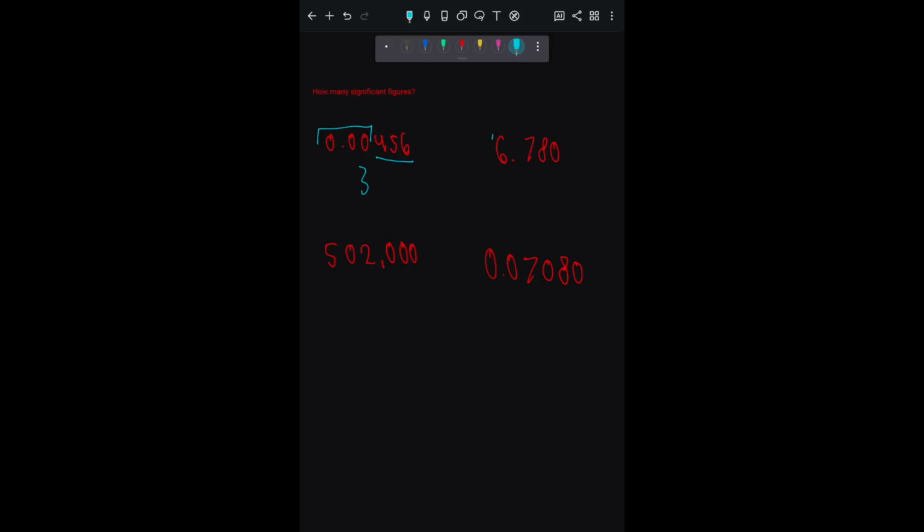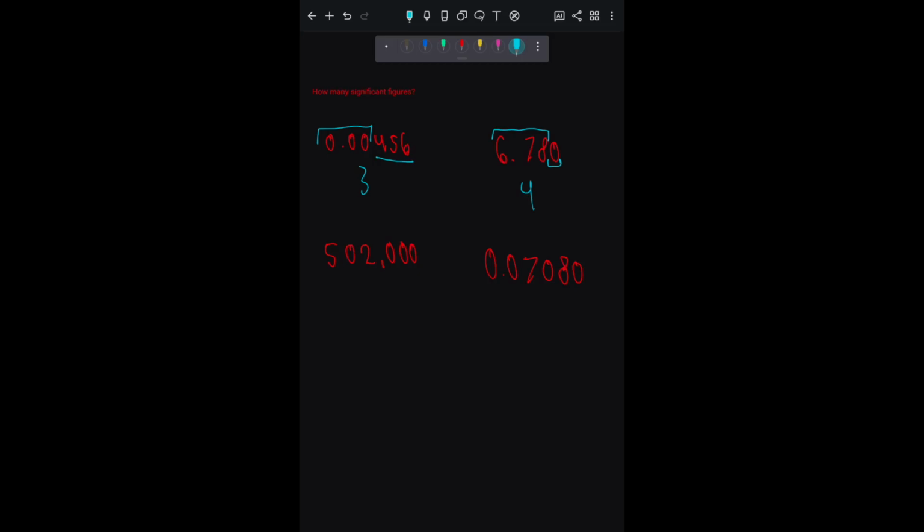What about 6.780? Well, immediately we know there's at least 3, right? So what about that 0? Well, let's think about it. You don't have to put that 0 there, right? But they did. And trailing zeros after a decimal point are significant. They didn't have to put the 0 there, but they did, which means they know it was accurate for a fact. So it is 4 significant figures.